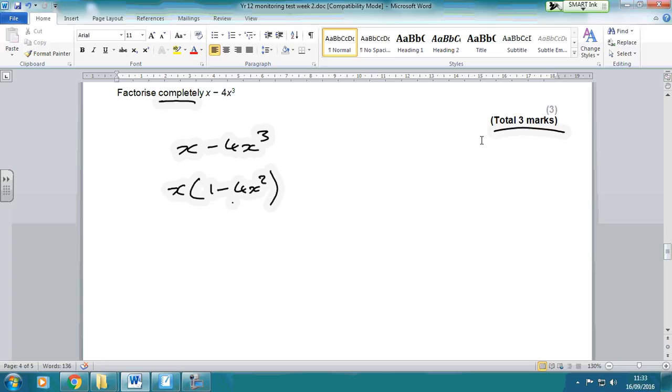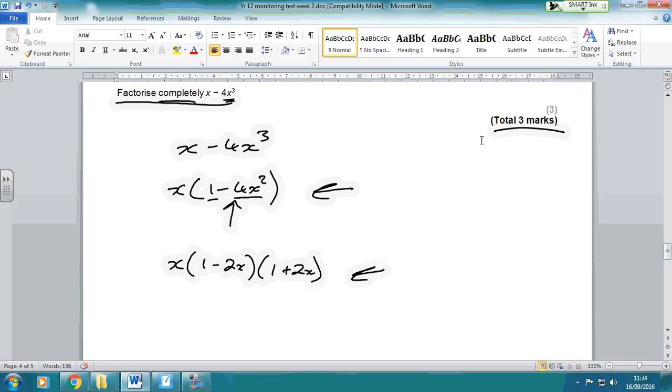So what you've got to be able to spot is that this thing here is the difference of 2 squares. This is 1 times 1. This is 2x times 2x. So that's going to be 1 minus 2x and 1 plus 2x. Again, whenever we've got a factorise completely question that gives us an x cubed, step 1 is this one here: we take an x out. Step 2 will be either a difference of 2 squares or you've got to factorise the remaining quadratic. It comes up a lot, so you need to be really, really aware of that.